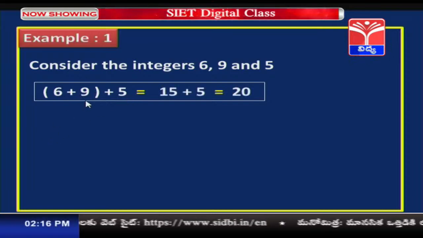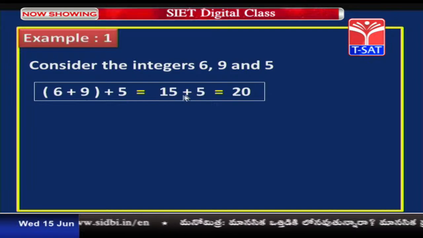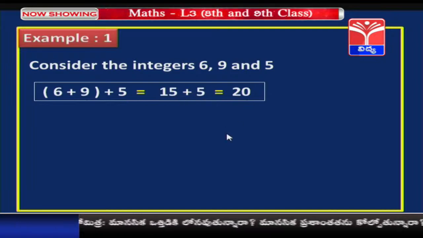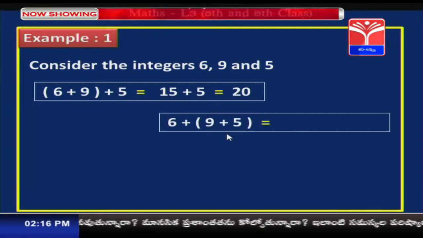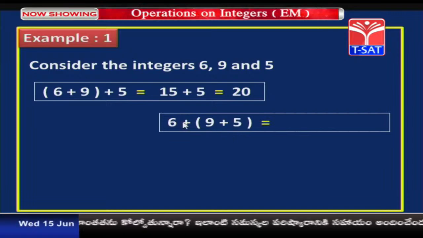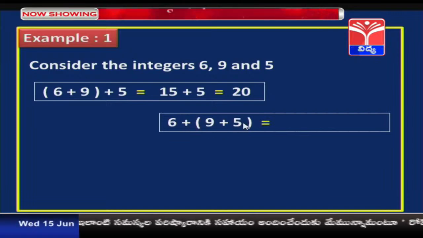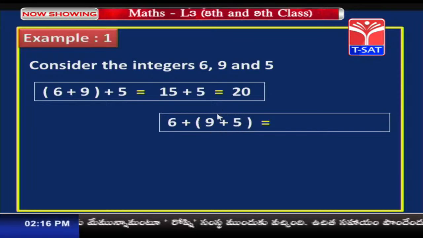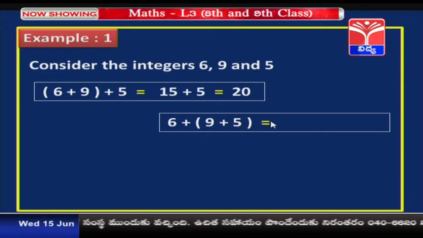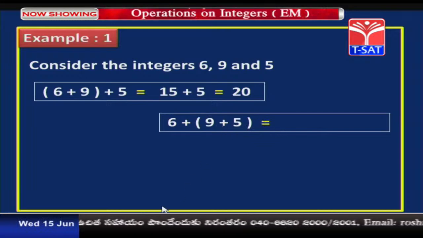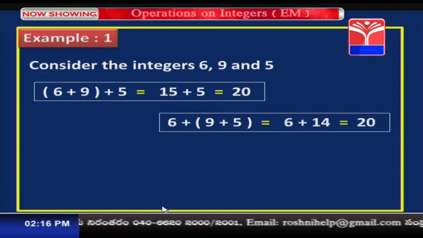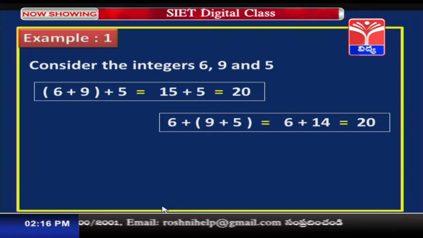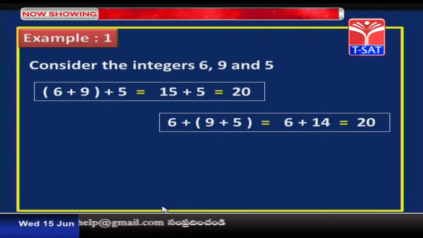Yes, 6 plus 9 is 15 plus 5. When I add these two again, I will get 20. Now, let us add the same three numbers in other way, that is 6 plus, now within brackets 9 and 5, which means I am going to add 9 and 5 first. So, 6 remains as it is, plus 9 plus 5 is 14. So, 6 plus 14 is 20. Now, from this what do you conclude, children?